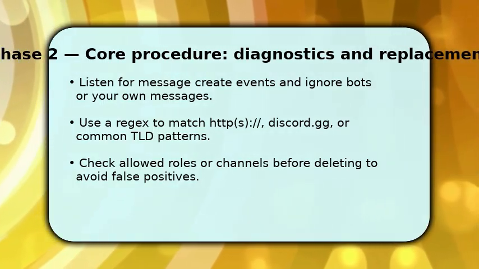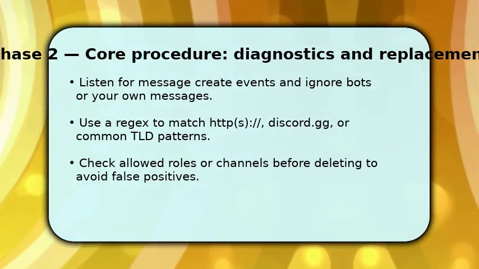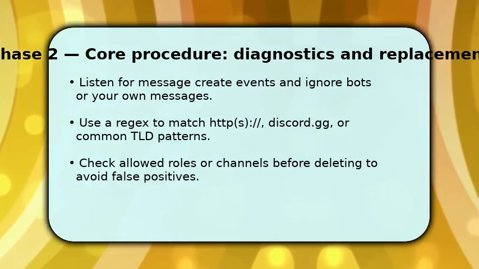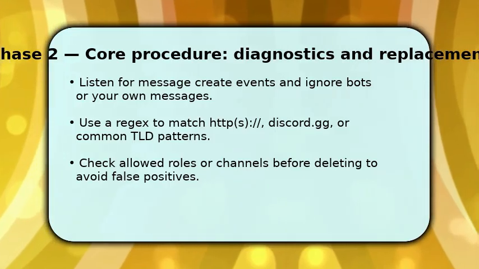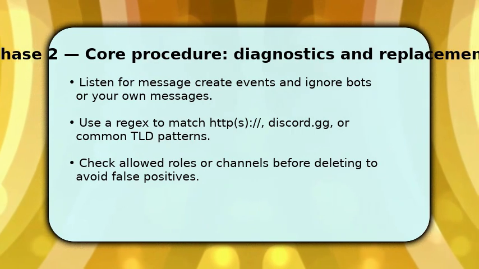Once matched, verify channel and role allow list to prevent accidental removals. If the check passes, call the Delete API and optionally DM the user a brief warning. This reduces false positives while enforcing your rule and keeps logs for moderation review.